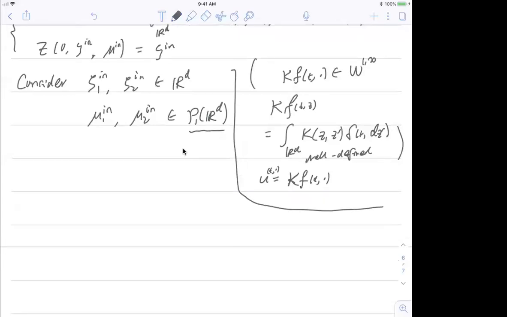Okay, so let's assume we have two mean field characteristics.